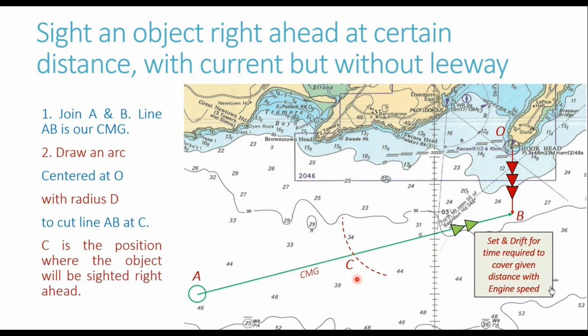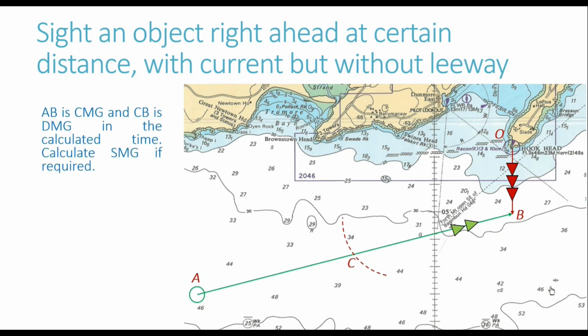Now this Charlie point, or the position, is that point where the object is going to be sighted right ahead. When we are moving on the AB course made good track, it is at this particular point Charlie that the Hook Head light will be sighted right ahead. Now how is this possible? As I told you, line AB is our course made good line, and we have found out this point Charlie.